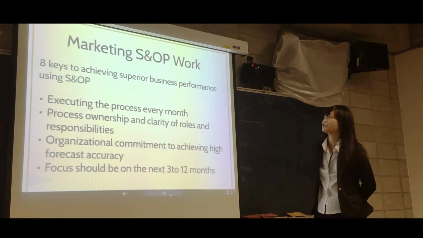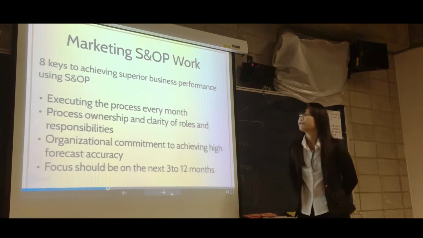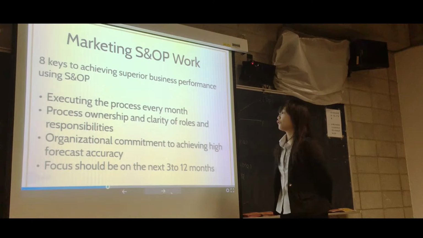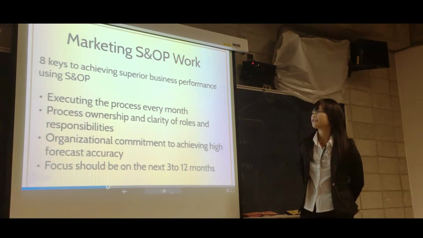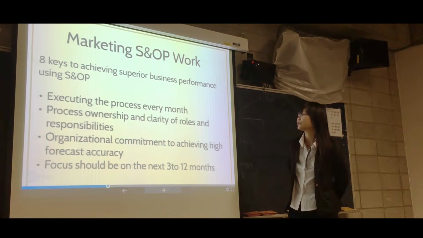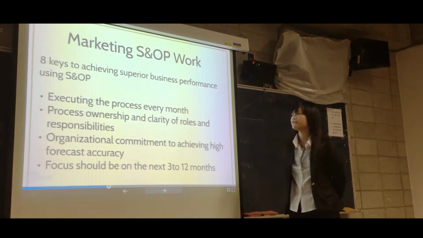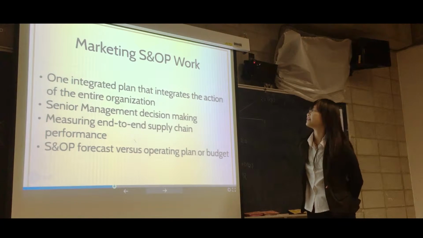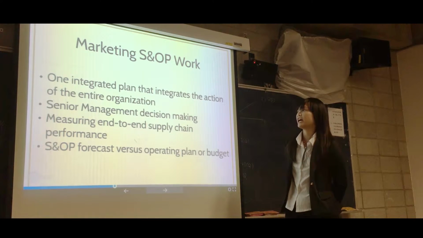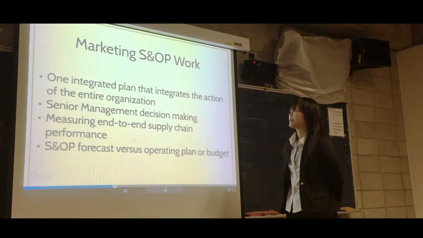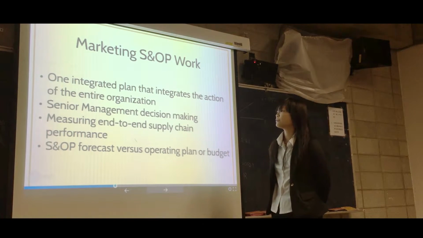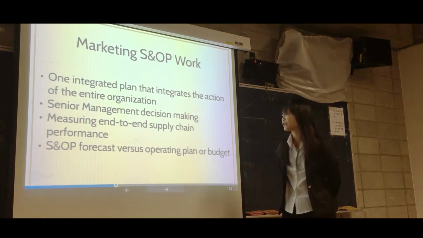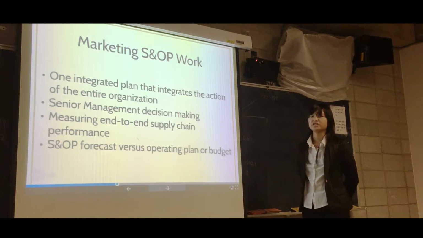There are 8 keys to achieving business performance using S&OP. First is executing the process every month, and process ownership with clarity of roles and responsibilities. The third is organizational commitment to achieving high forecast accuracy, with a focus on the next 3 to 12 months. Then one integrated plan that integrates the actions of the entire organization, senior management decision making, and measuring end-to-end supply chain performance. The last one is that S&OP forecasts versus operating plans or budgets.